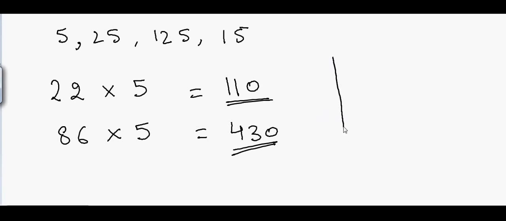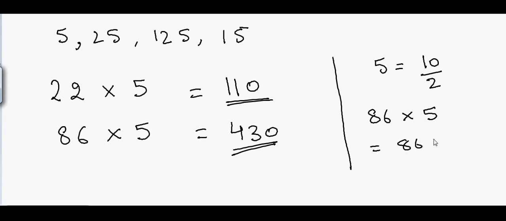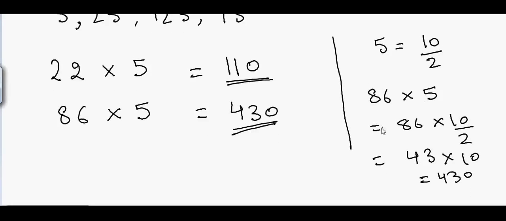So this is the concept. The concept is very easy. 5 is equal to 10 divided by 2. So if I multiply 86 by 5, that is equal to 86 into 10 divided by 2, so that will be equal to 43 into 10, which is 430. As you can see, this is nothing new, and most people already know this, but we don't remember these concepts when we are doing calculations in the exam or in the market. So it's very handy if you remember this kind of concept.